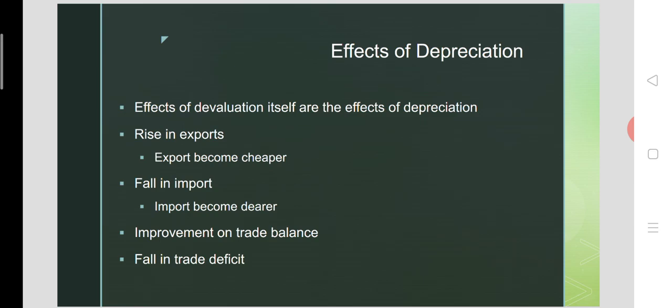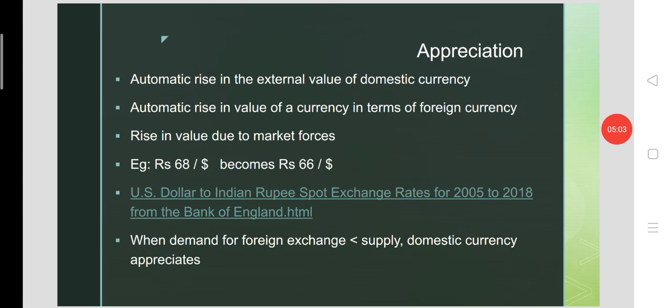Then finally, it will make an improvement on trade balance. India's trade balance, the trade balance of the depreciating country will be improved after increase in export and fall in import. So let's look at appreciation also.